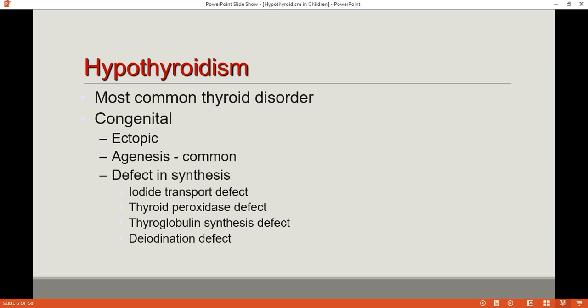It includes the following processes. Number 1, iodine transport defect, which is congenital. Thyroid peroxidase defect and thyroglobulin synthesis defect, and the last is the deiodination defect. These all cause dyshormonogenesis and account for 10 to 15% of cases of congenital hypothyroidism. But 90% of cases are due to agenesis and ectopic thyroid gland.